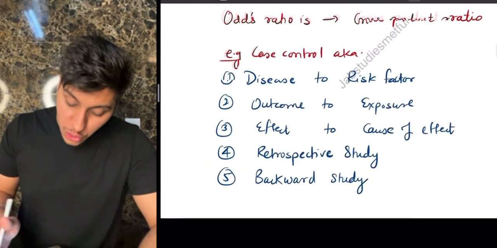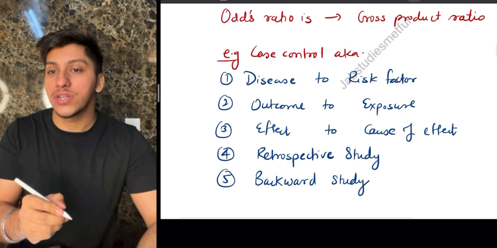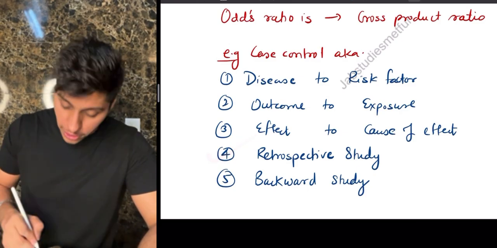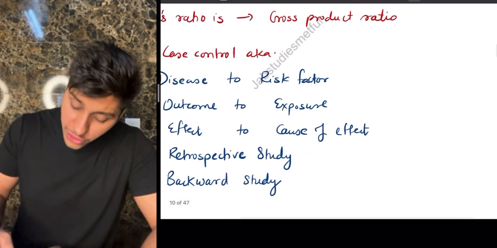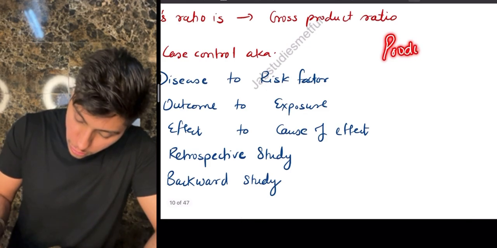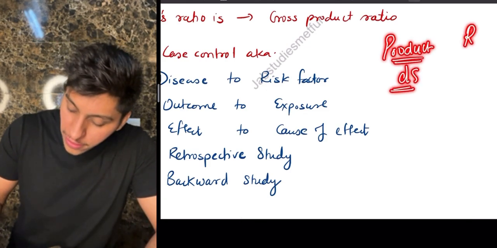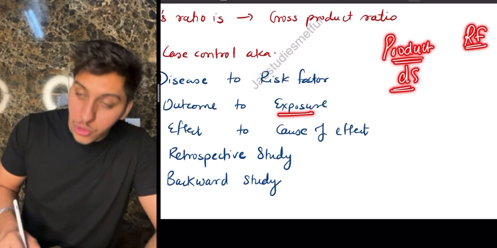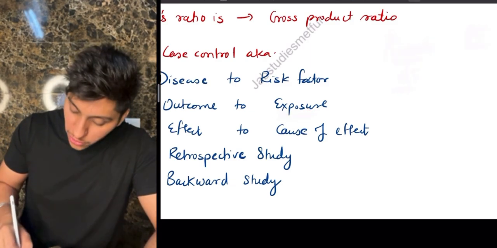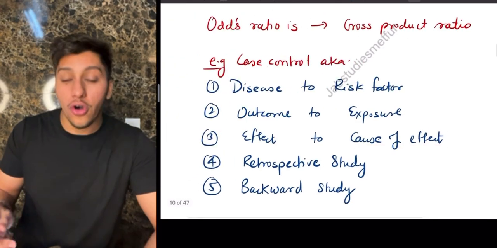Now, as I told you, case control is a backward study. So it is a retrospective or backward study. Whenever you talk about product, that is going to be your disease. Risk factor can also be known as your exposure. Risk factor can also be known as cause of effect. So these are all synonyms.